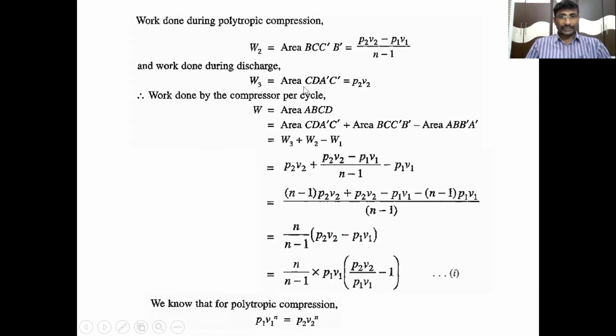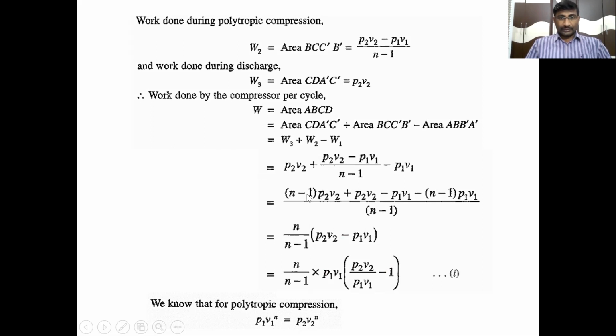Then work done during the discharge is the same P2 V2, same as in the previous case. Therefore, net work done, net area, is equal to W3 plus W2 minus W1. In this case, P2 V2 is not equal to P1 V1 because it is not isothermal. From this, P2 V2 can be taken as common. Otherwise, n minus 1 is the LCM here: n minus 1 into P2 V2 plus P2 V2 minus P1 V1 minus n minus 1 into P1 V1. n minus 1 is the LCM here.